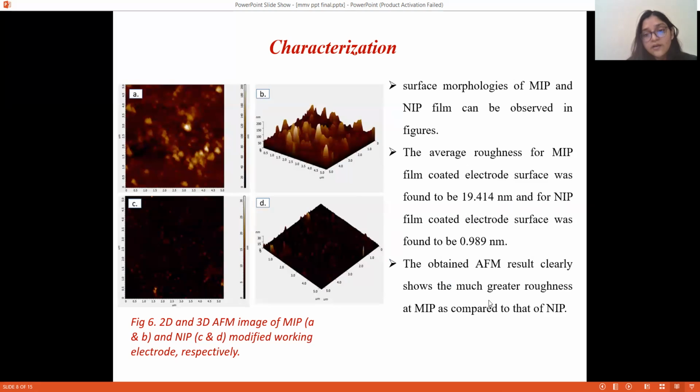This shows that the average roughness for the MIP surface is much greater as compared to that of the NIP surface because of the cavities and template molecules present on the MIP, which are lacking in the NIP.